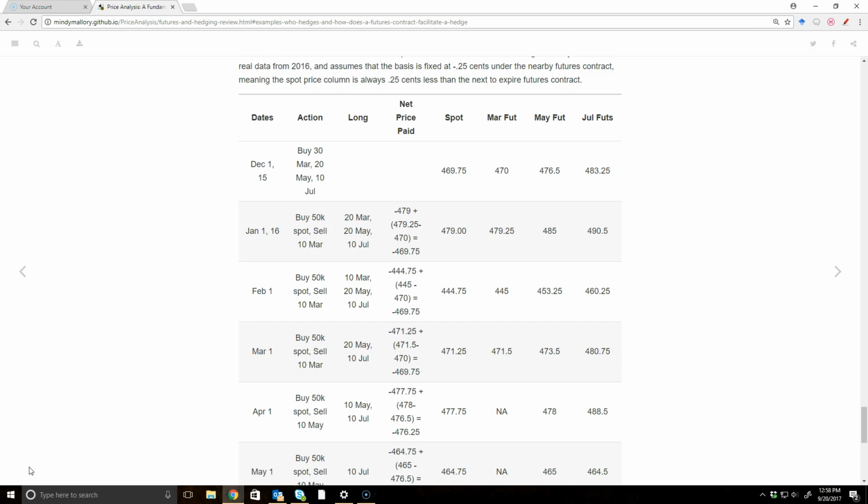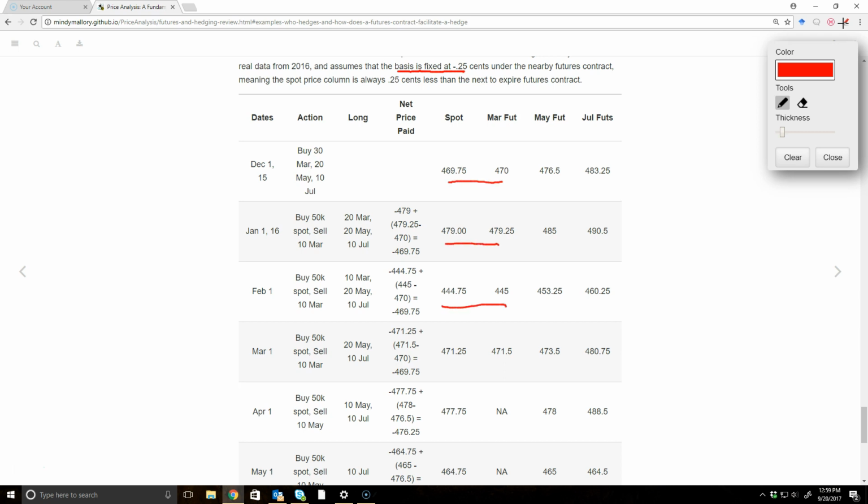Now I've scrolled down a little bit more to reveal some later dates on this table. And one thing that I want to mention before we get going too far is that in this example we're going to assume that the basis stays constant at 1/4 cent under the nearby futures contract. And you'll see that here. 1/4 cent under, 1/4 cent under, 1/4 cent under. That way we don't confuse variation in the basis for what's happening to this flour mill's ability to lock in prices based on the futures levels that they see.